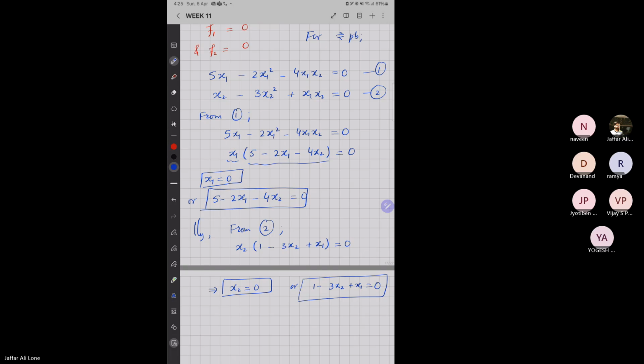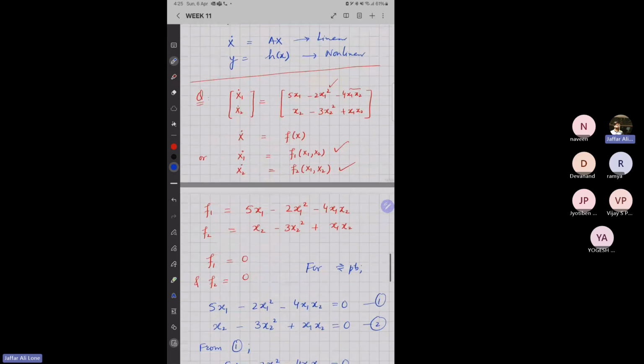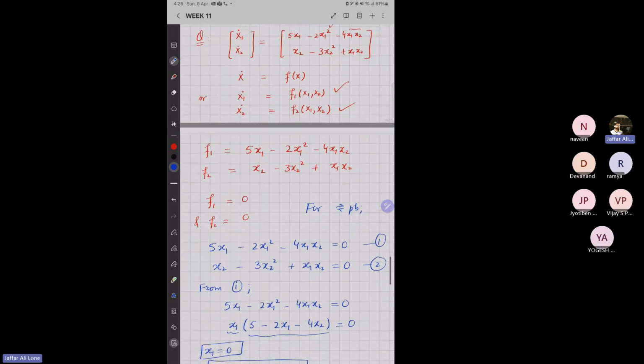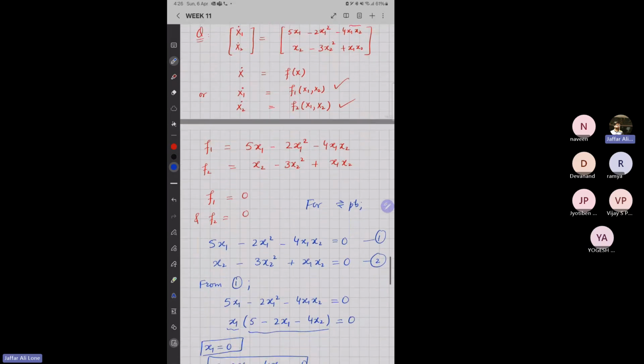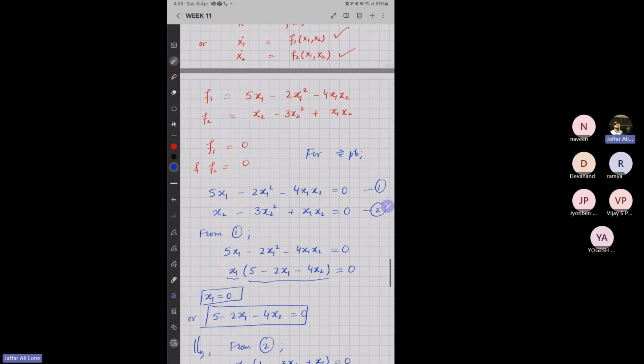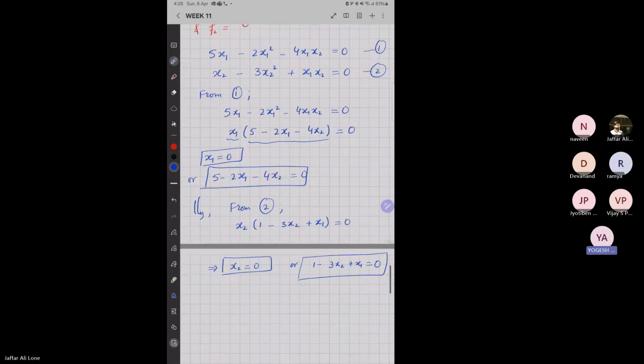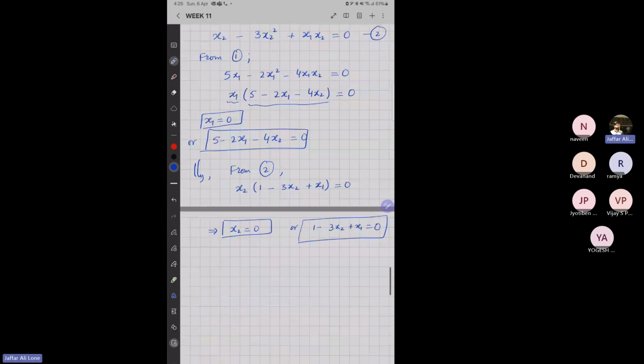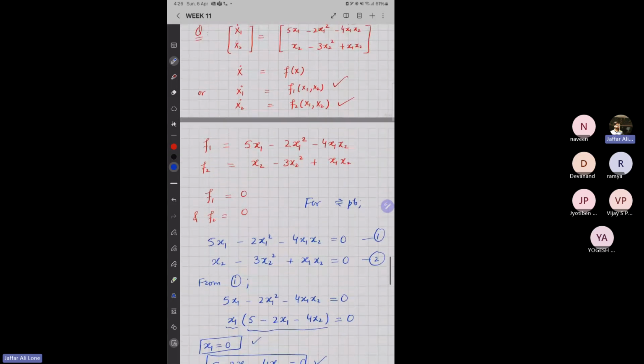What I did as of now: I had a nonlinear system. I broke that into x1 and x2, and then into f1 and f2. In order to find the equilibrium points, I put f1 equal to 0 and f2 equal to 0. When I did that, I got these 4 equations, 1, 2, 3, 4.